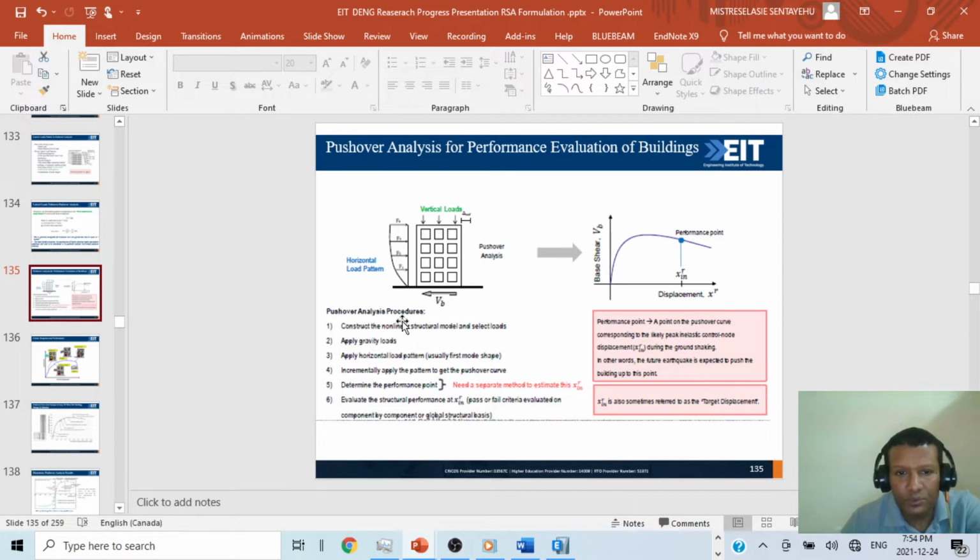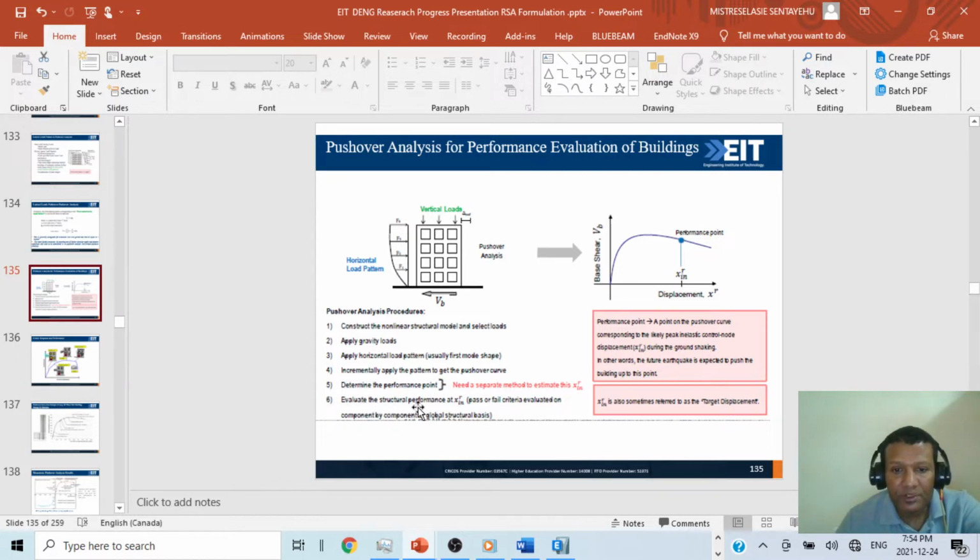So, the pushover analysis procedure: construct the nonlinear structural model. This is the nonlinear structural model. Apply gravity loads, apply the horizontal load pattern using the first mode shape. This is the first mode shape, and incrementally apply the pattern to get the pushover curve. This will be applied incrementally, not one time, and we will construct the curve. Then determine the performance point. This needs a separate method to estimate. We have to estimate it, and we will discuss this later.